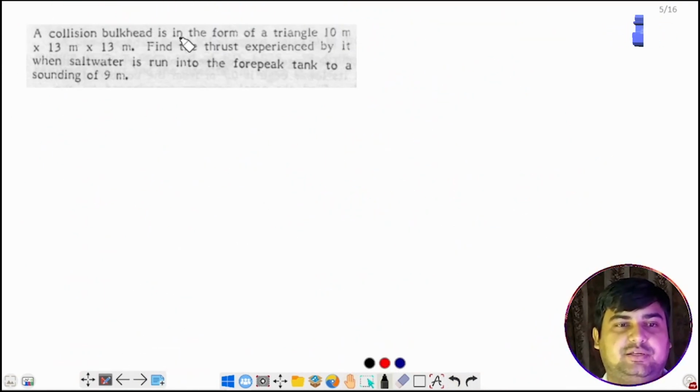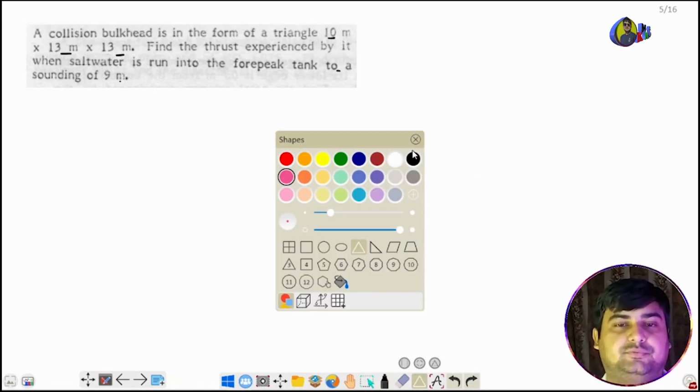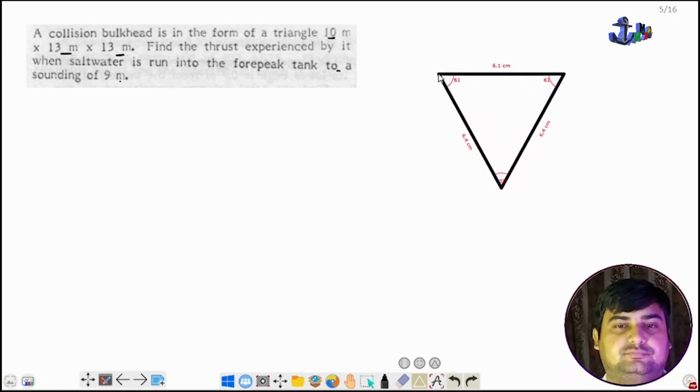A collision bulkhead is in the form of a triangle with sides 10 meter, 13 meter, 13 meter. Find the thrust experienced by it when salt water is run into the fore peak tank to a sounding of 9 meters. So we need to first draw the collision bulkhead. We will draw one collision bulkhead first.